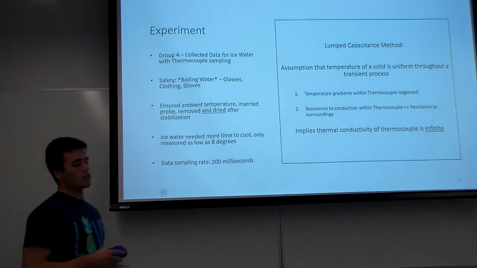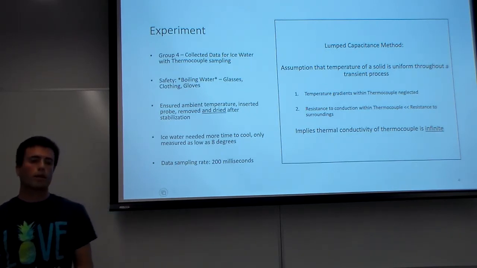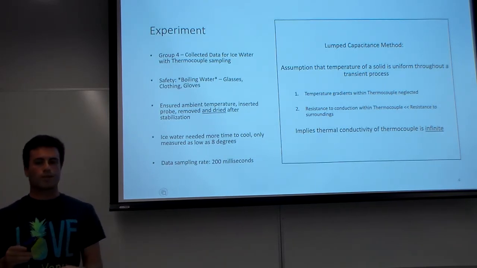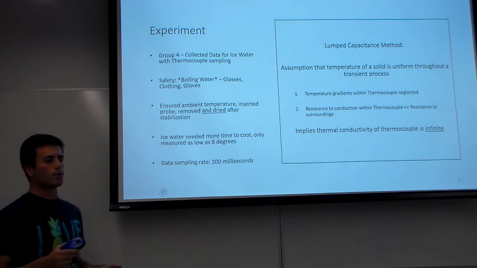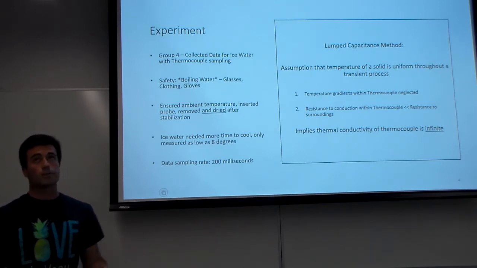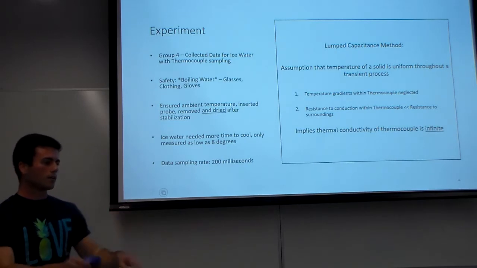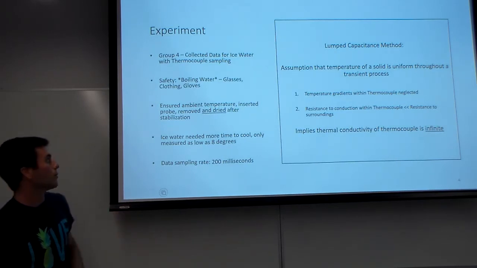Just briefly going over the lump capacitance method that we used during this experiment. Really what we need to get out of this is just that it's an assumption we're making. And that assumption is that the thermal gradient of our temperature probe is consistent throughout, and that we're neglecting resistance to conductivity. So basically we can say, okay, the thermal conductivity of this probe is infinite, and we can make some easier calculations.